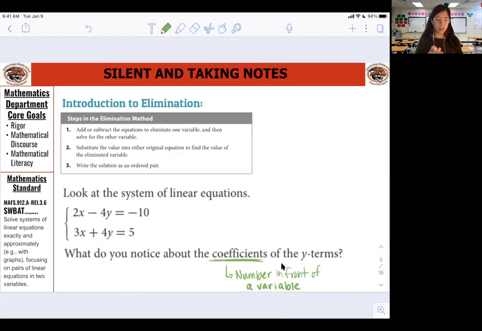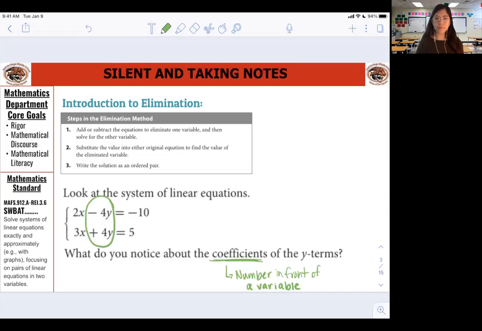So as you write it down, just take a look. What do you guys notice about the coefficients of the y terms? Okay, so I'm seeing some replies already. I'm seeing some people are saying that they are the same. Some people are saying that they're almost the same. So it's somewhere in between. What is the same? What's different?